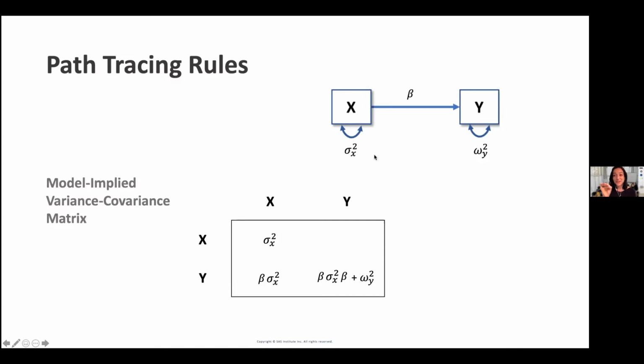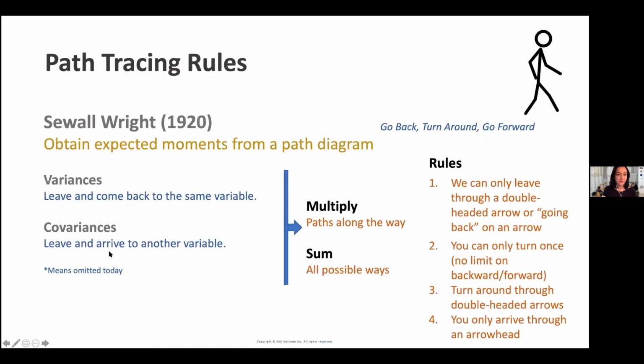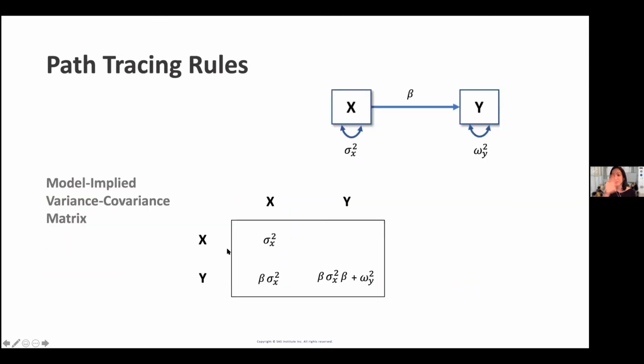So the covariance is the last thing we're going to look at. And remember from the previous slide, we said we leave and we arrive at another variable, and we have to find all the possible ways to do that. This diagram is very simple. There's only one way, right? If we start in y, we can only leave by going backwards. So we go back this way, and then we have to arrive at x.